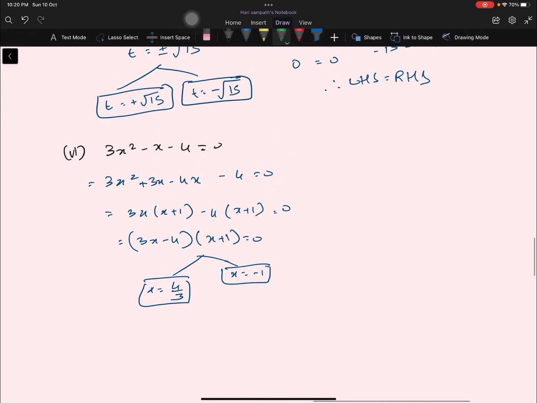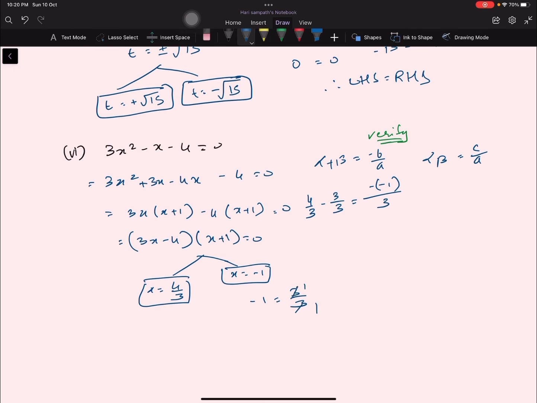So let's verify them now. Alpha plus beta is equal to minus b by a. Alpha beta is equal to c by a. What is minus b by a? Minus of minus 1 by 3. Alpha plus beta, right? 4 by 3 minus 1, that is minus 3 by 3. Because you know minus 1 is equal to minus 3 by 3. You can write 1 as whatever you want, because it is one whole. So you get 1 by 3 here and 1 by 3 here.